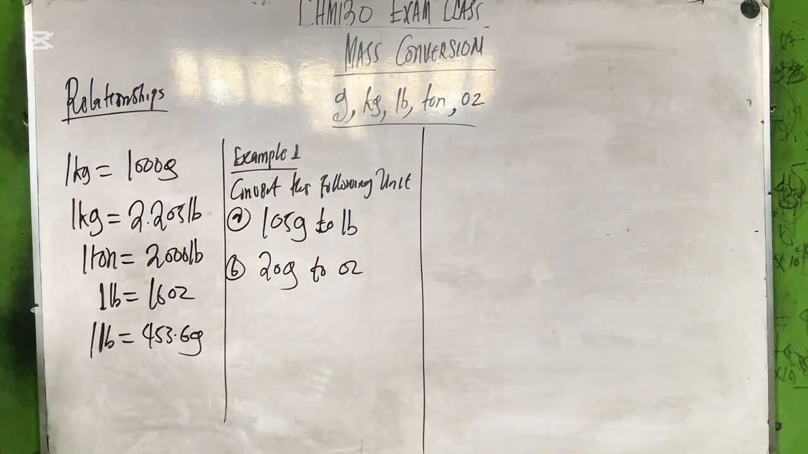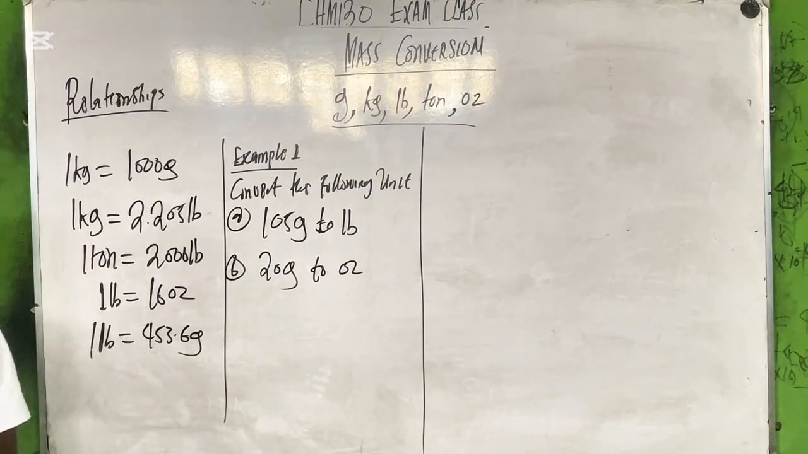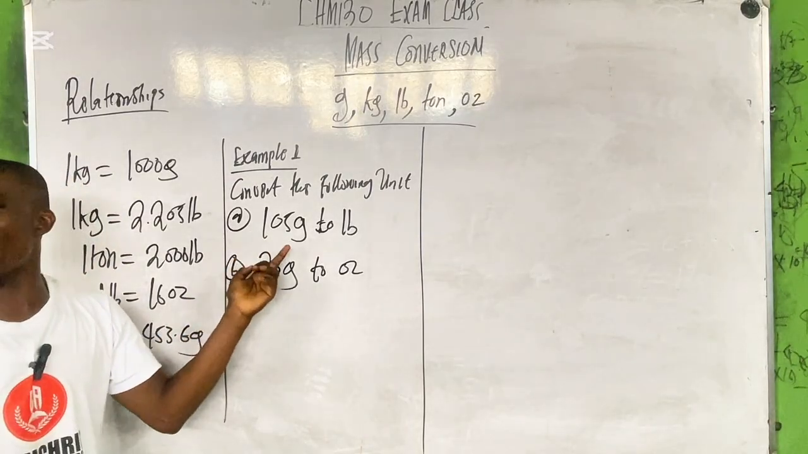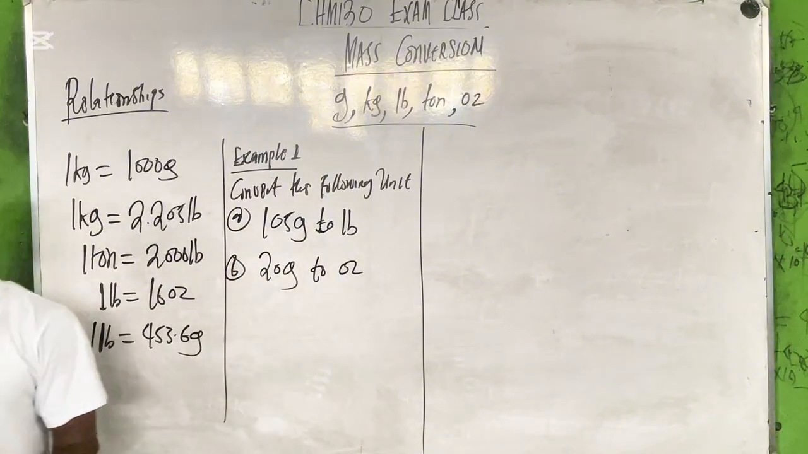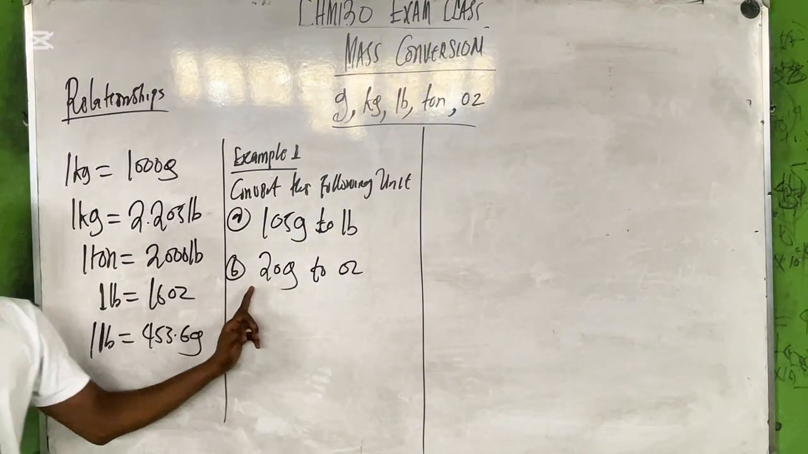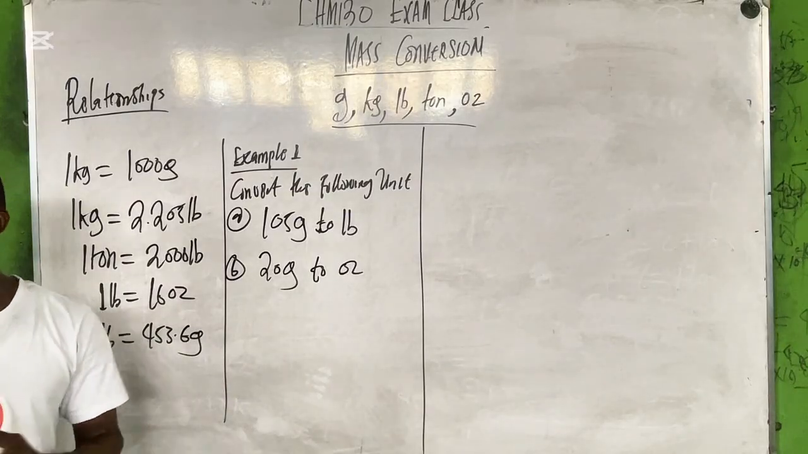Now, let's take the first one. Let's say we should convert the following units. We should convert 105 gram to pounds. And here, we should convert 20 gram to ounce. How do you do that?